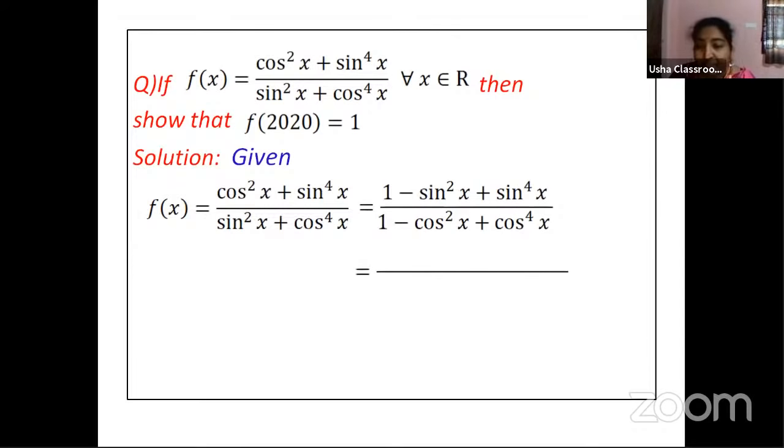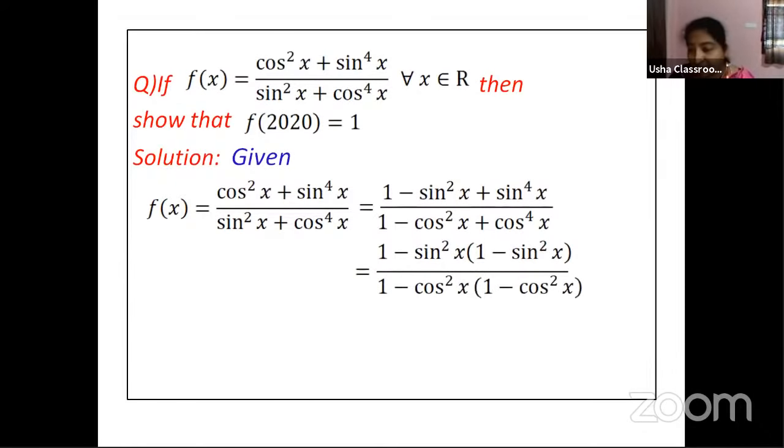Now, in the numerator, from the last two terms, we will take sine square x common. Then you will get 1 minus sine square x into (1 minus sine square x). Likewise, in the denominator also, from these two terms, we will take cos square x common. So you will get 1 minus cos square x into (1 minus cos square x). Now, children, what is 1 minus sine square x? 1 minus sine square x is cos square x. Then what is 1 minus cos square x? It is sine square x.